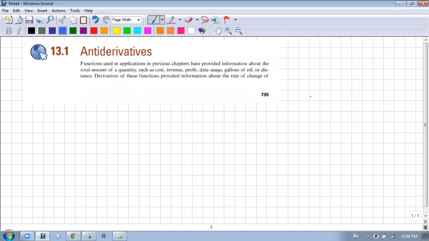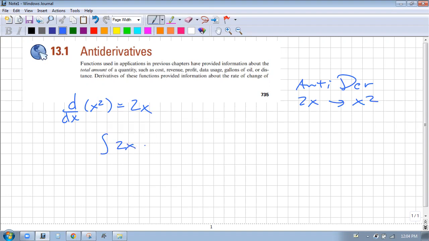There's a little notation, not much though. Let's say we have, they like to use big F. We know the derivative of x squared is 2x, right? So we would say the antiderivative of 2x would be x squared. So we're going backwards, is all we're saying. And the way we write that, we'd say the integral of 2x with respect to x is x squared.